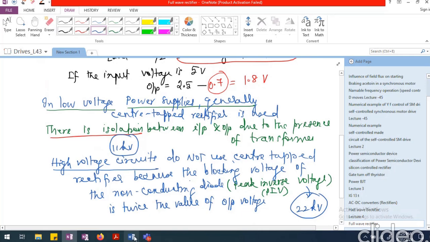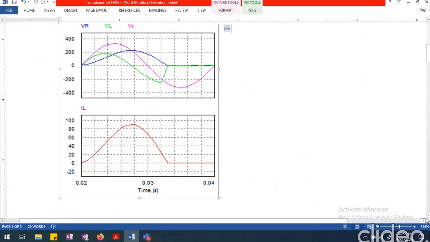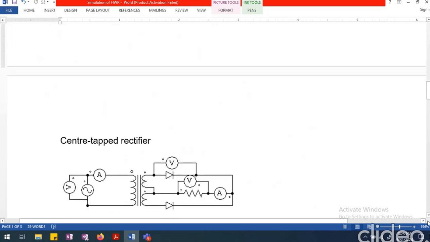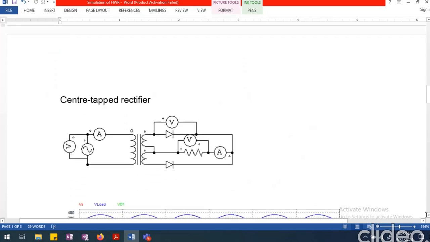So let me show the simulation of center tap rectifier as well. So this is a typical center tap rectifier circuit. You can see that a transformer with 1:1 turns ratio, and here it is 0.5 and 0.5. If I say this is one number of turns, this will be 0.5 turn and this will be 0.5 turn. So the voltage will be equally divided across these two.